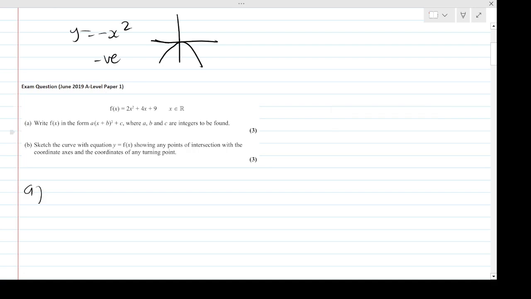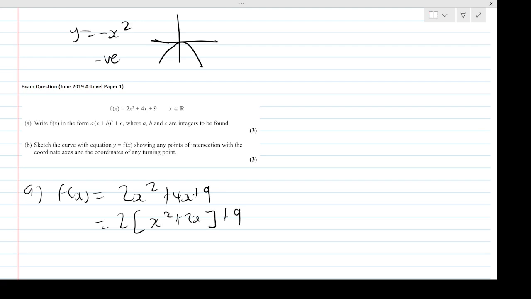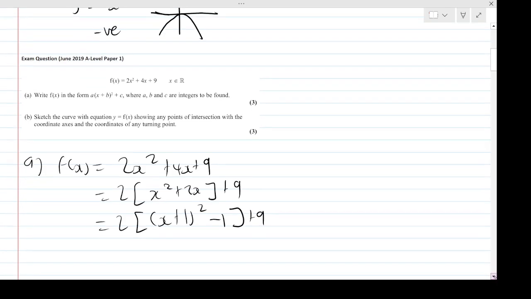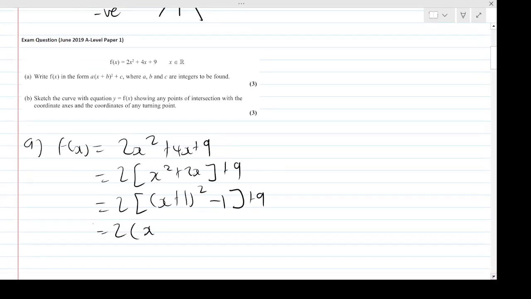Okay, and we may need to complete the square as well to find the turning points. So here we have 2x squared, 4x, and 9. If we complete the square on this, firstly we factor a 2 out. We get x squared add 2x, then leave the 9 outside. Then we complete the square inside. x and half of 2 is 1, plus 1 squared, take away 1 squared is 1, add my 9. Then I can multiply out the bracket, so I get 2 lots of (x plus 1) squared, take away 2, add 9, that goes to plus 7, right?